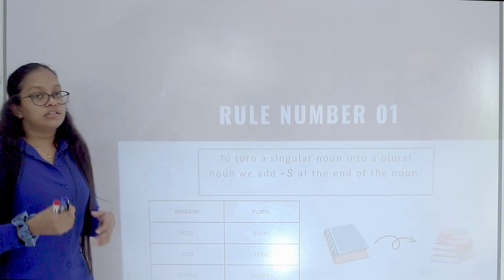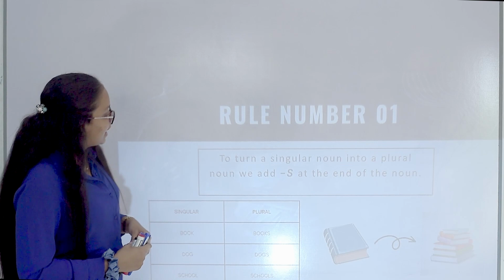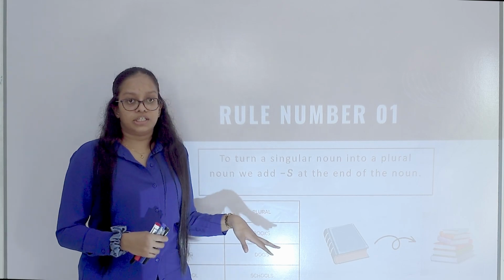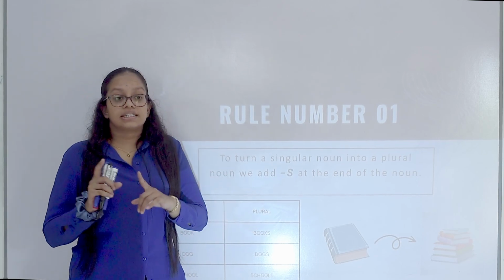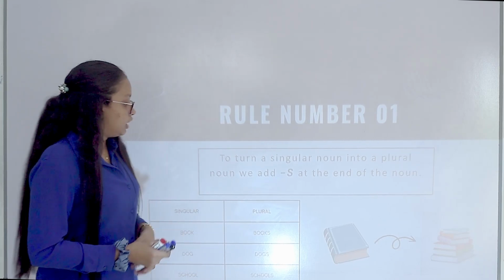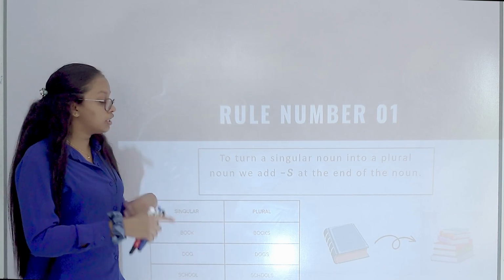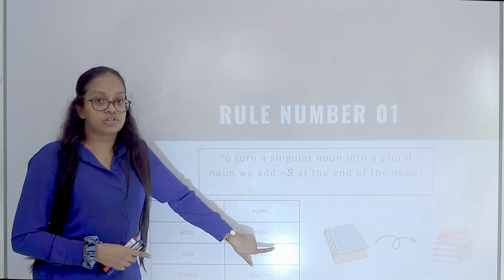So let's move on to rule number 1. Usually we add s at the end of the singular noun to make it a plural noun. For example, if it is book, when we turn it to plural, we say books.